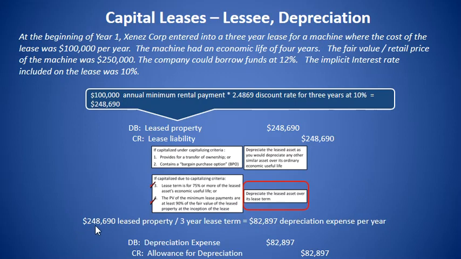So we take the $248,690 value of leased property and divide it by the 3-year lease term, and that means our depreciation expense per year will be $82,897, again assuming no salvage value or anything else. So our debit to depreciation expense would be $82,897, and a credit to allowance for depreciation would be $82,897.